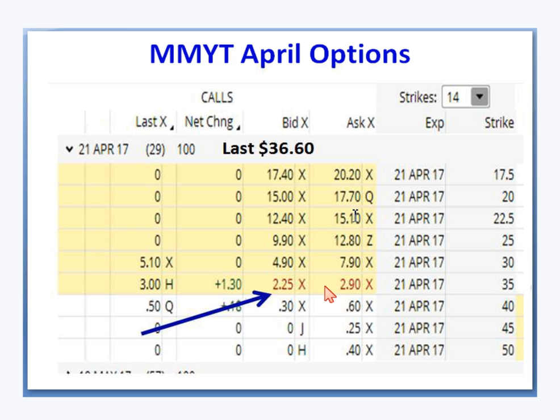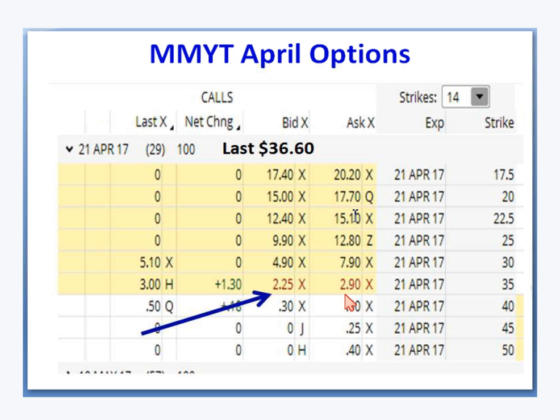Now, what's that do to our premium? Well, if the stock is trading at 36.60, that means we're paying $2.60 for a 35. If we're paying $2.60 and it's trading at $36.60, we're paying about $1 premium. So that might be a more conservative move if we were buying the calls outright.